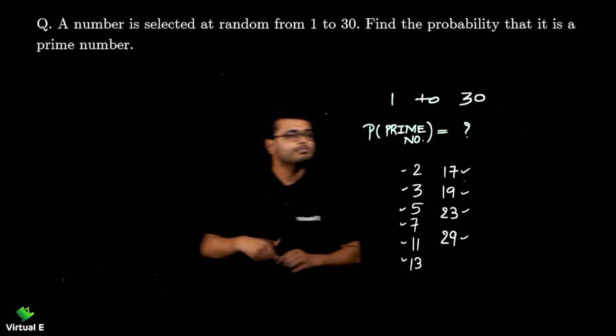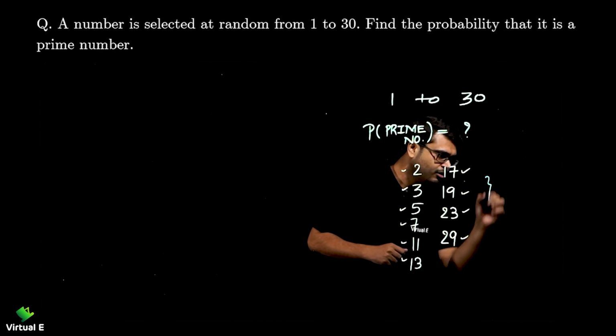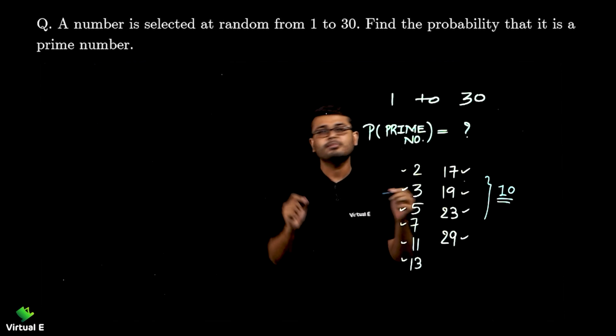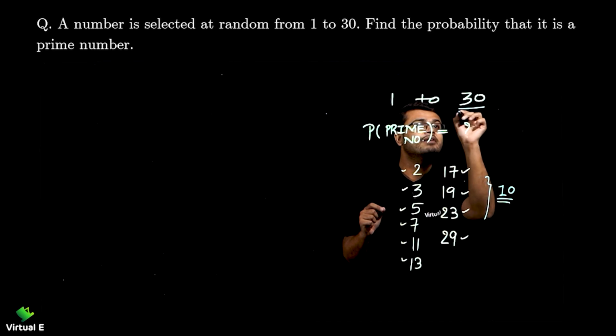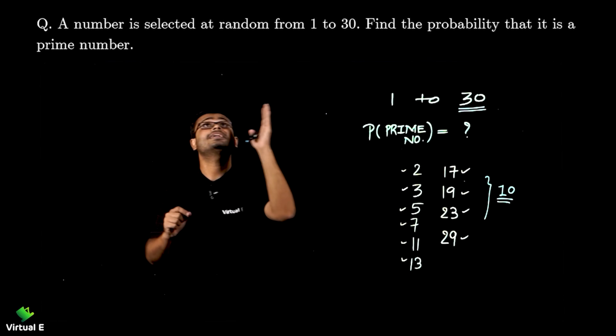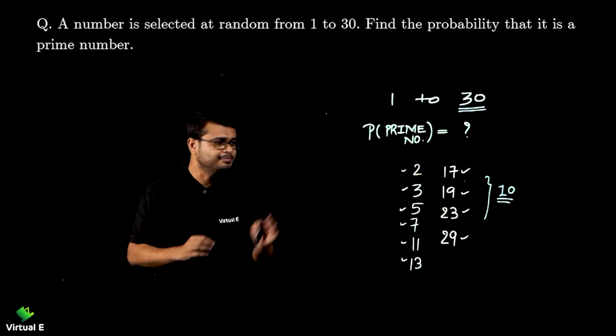So what is the number of favorable outcomes? Number of favorable outcomes are how many? 10. And what is the total number of outcomes? How many numbers do we have? We have 30 numbers. See the question. A number is selected at random from 1 to 30. 1 to 30 में से number लेना है, right?